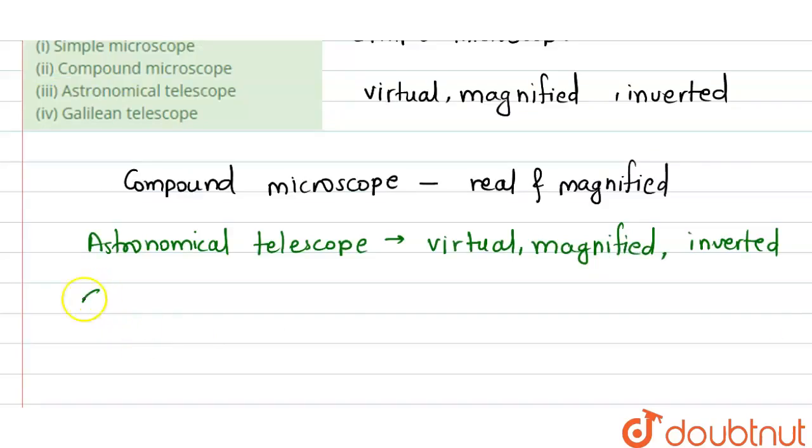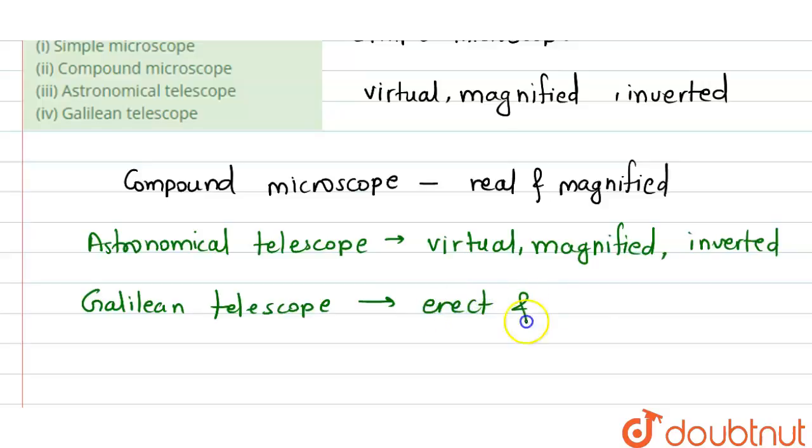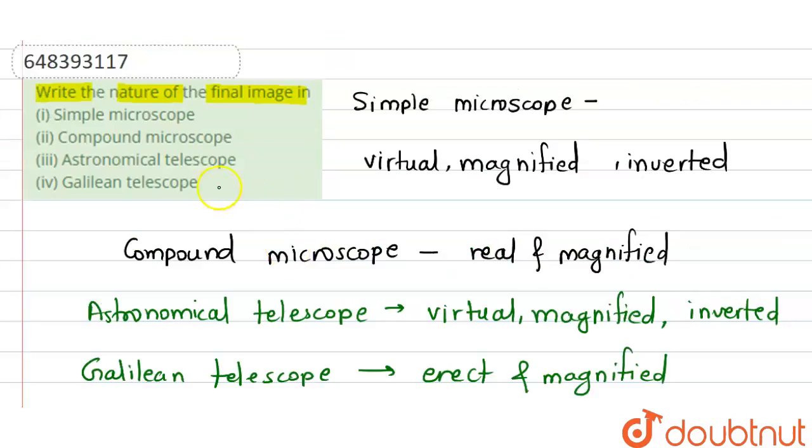And the last one is Galilean telescope. So for this Galilean telescope, for this one also the object is very distant, and here the image formed is erect and magnified. So these are the nature of the images formed by these four optical instruments.